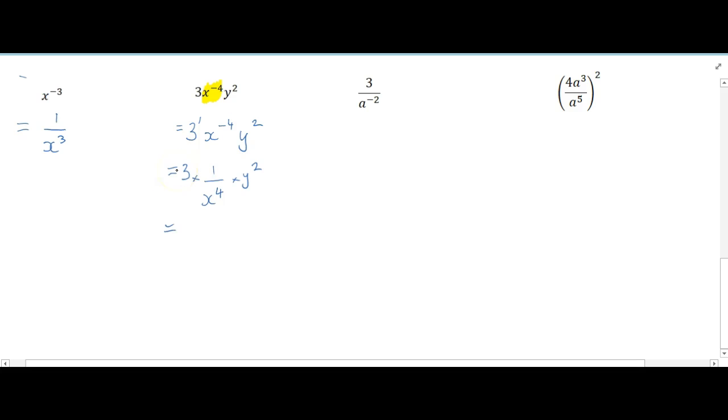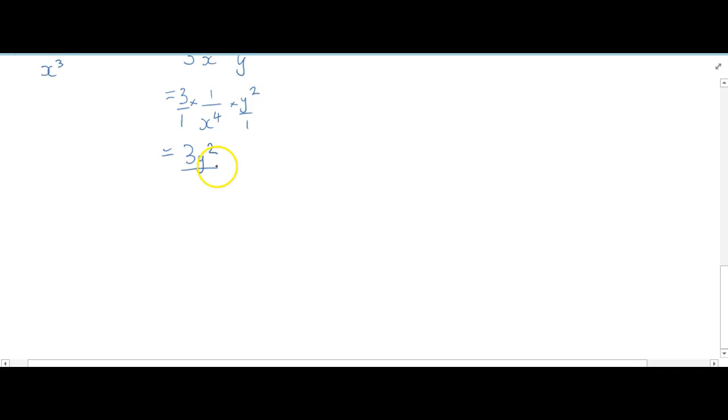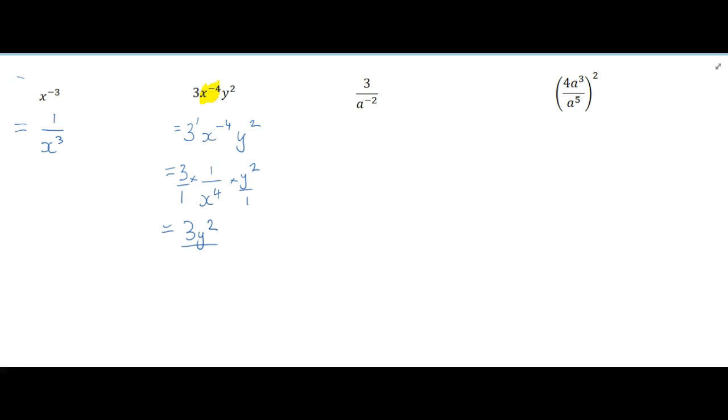So if you were to multiply this out, you multiply top, top, bottom, and bottom, and what you'll get is 3 times 1 times y squared, which is 3y squared. All the tops times together, and then all the bottoms times together. So 1 times x to the power of 4 times 1 is x to the power of 4. Okay, so that's it. That's as simple as it gets.